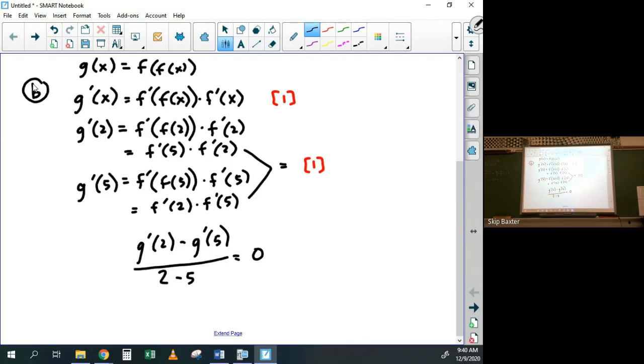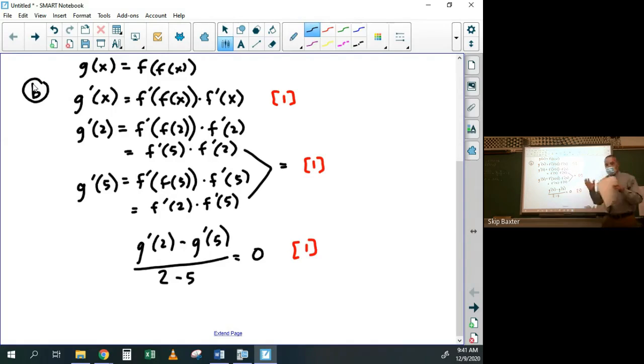No, because remember, this part B was worth 3 points. The first point was finding G prime correctly. The second was showing that G prime of 2 and G prime of 5 are equal. The third was using the mean value theorem, but you don't get that point unless you state that G prime is applicable for the mean value theorem. You have to state that concept, the differentiability part of it. Does that make sense?